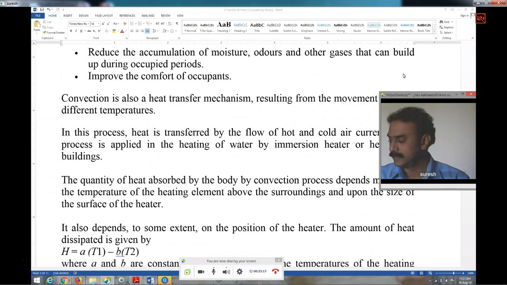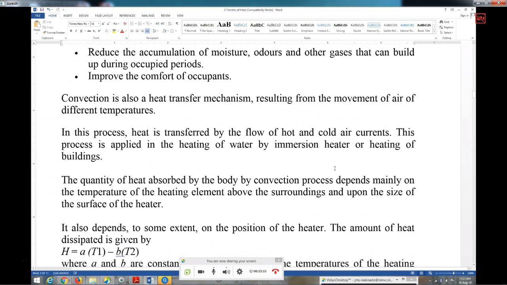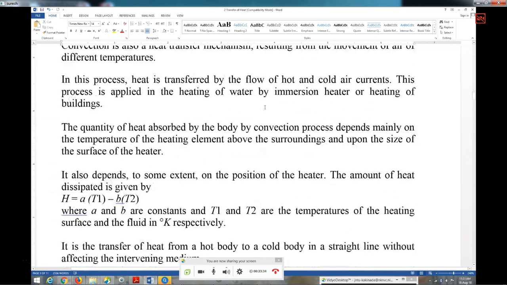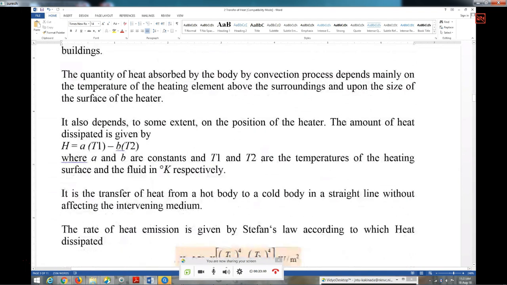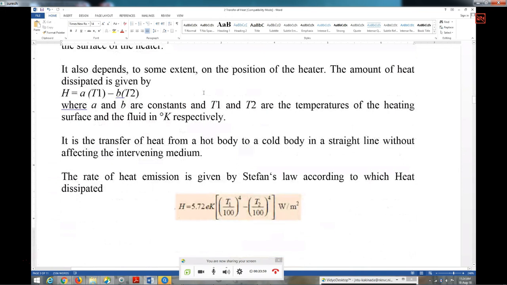Now here, within this process, the heat is transferred by the flow of hot and cold air currents. This process is applied to water by an immersion heater or in heating of the building. Then the quantity of heat absorbed by the body by the convection process depends mainly on the temperature of the heating element above the surface and the size of the surface of the heater. It also depends on the position of the heater. The amount of heat that is dissipated is given by the formula H = A(T1 - T2)^B, where A and B are two constants of the hot surfaces, and T1, T2 are the corresponding temperatures of the heating surface and the fluid, expressed in kelvins.